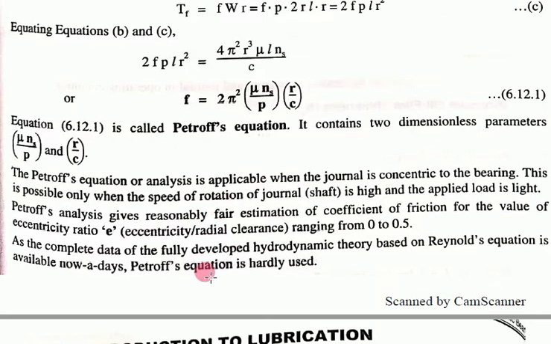It is applicable where the journal is concentric, as we have discussed. These are the assumptions given here, and all the complete data are fully developed hydrodynamic theory based on the Reynolds equation. This means all the data is already available as per the Reynolds equation nowadays, so Petrov's equation is hardly used. It is not used for regular purposes.